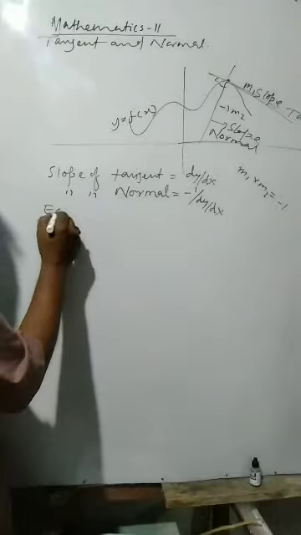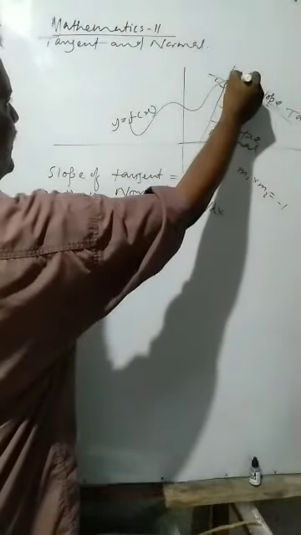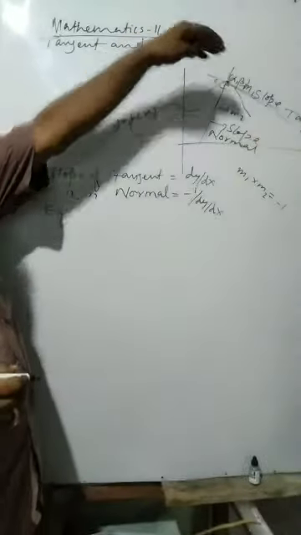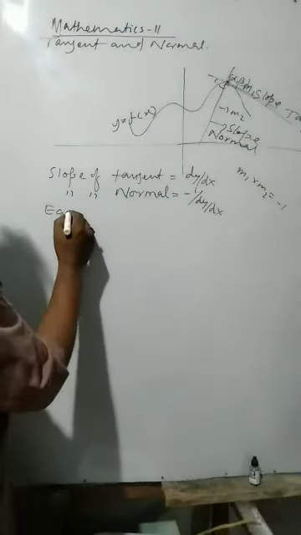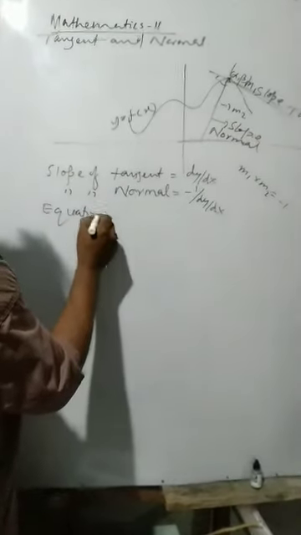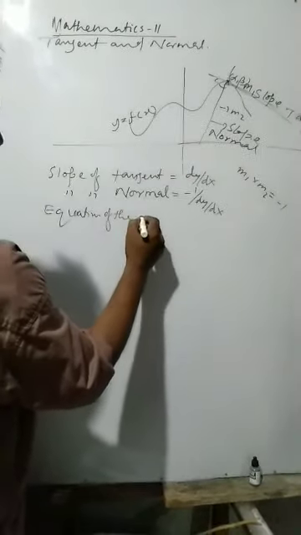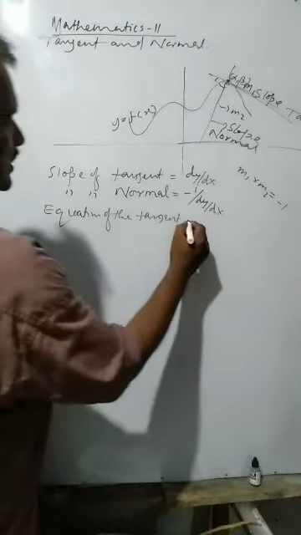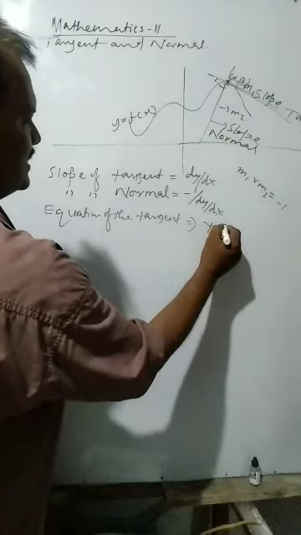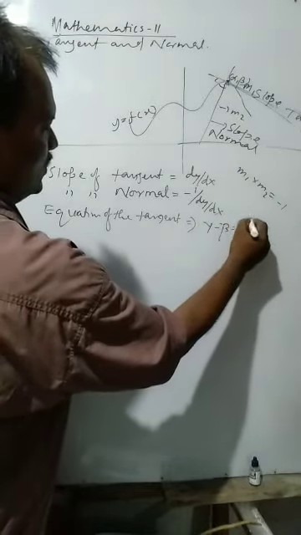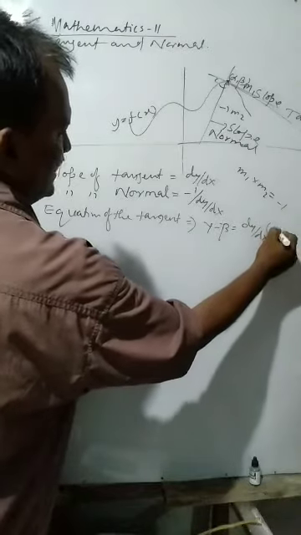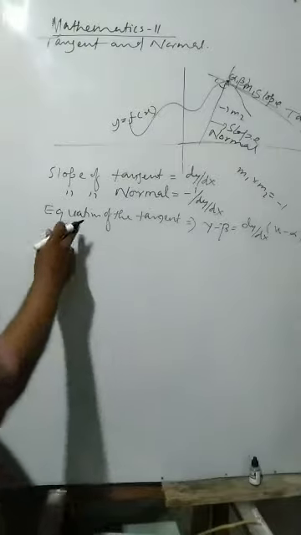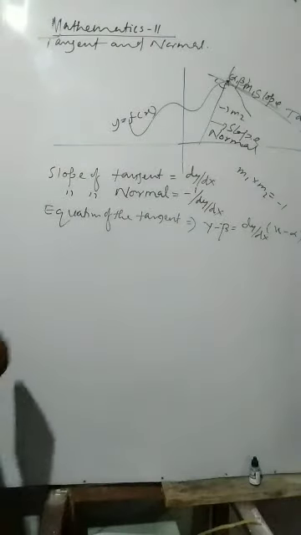Now the equation. Let's say this point is the alpha beta point. The point where the tangent is drawn, we take as alpha beta. So here the equation of the tangent: y minus beta is equal to dy by dx into x minus alpha. And alpha beta are the point which is given. This is the equation of the tangent.